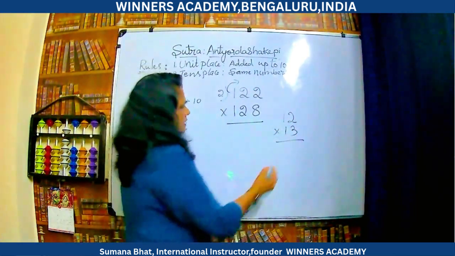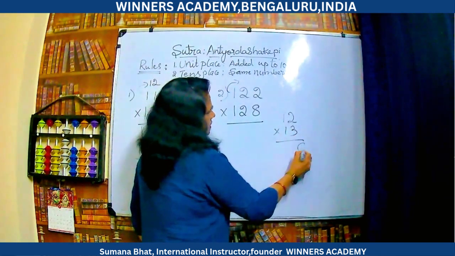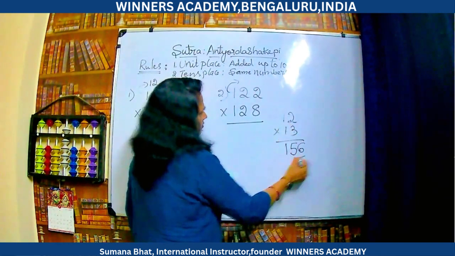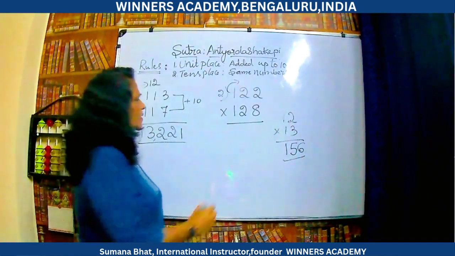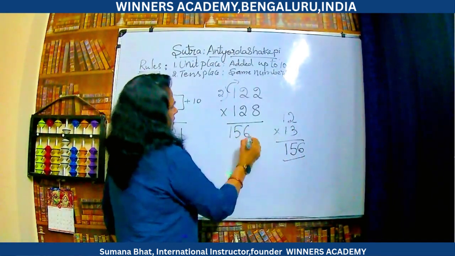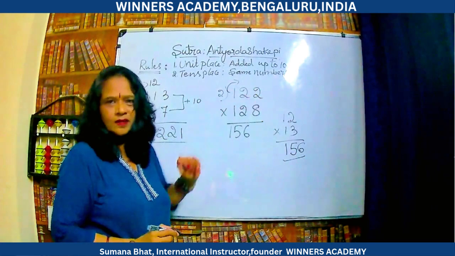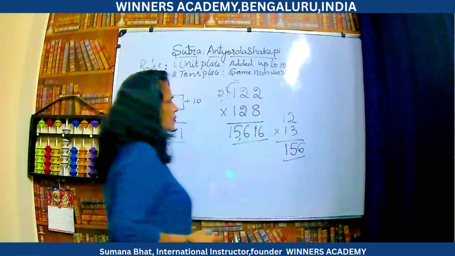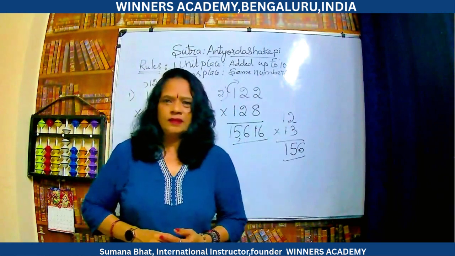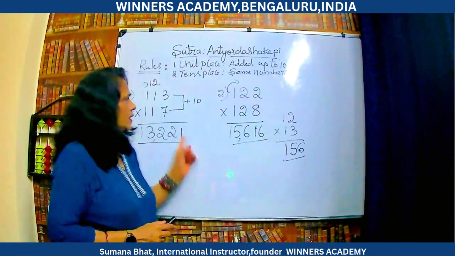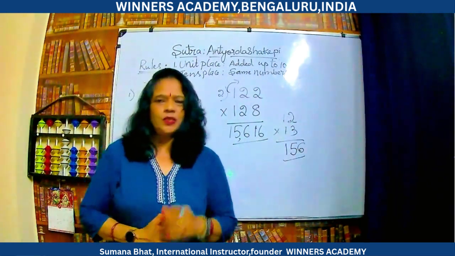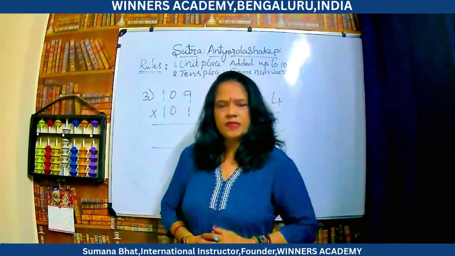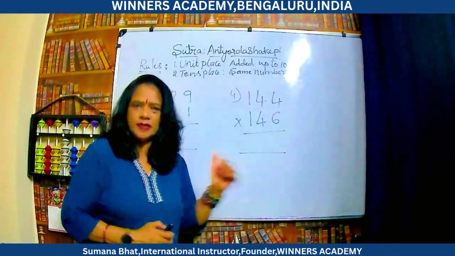We can do it in the easiest way. See, 2 into 3 is 6. 2 plus 3 is 5. 1 into 1 is 1. So it is 156. And multiply 2 and 8. 2 8s are 16. So the answer is 15,616. Let us see some more examples for this to write the answer in one step. Now we can see the next some more examples.